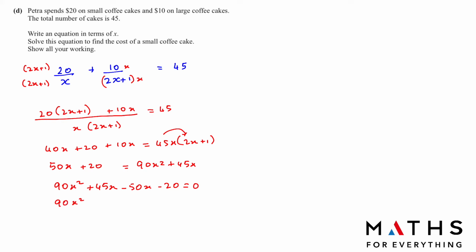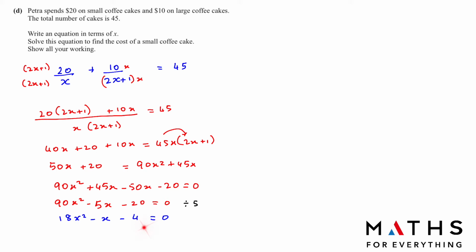This will give us 90x squared minus 5x minus 20 is equal to 0. You can see that each term is divisible by 5. It makes it easier if it's in the simplest form. Divide everything by 5, and we will get 18x squared minus x minus 4 is equal to 0.